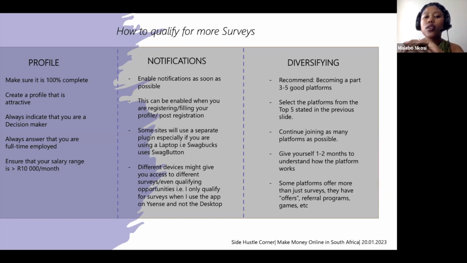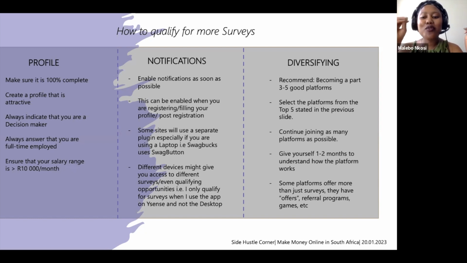And then also, to qualify for more surveys, or to be able to make money from more surveys, is through diversifying these survey platforms, right? So I'd recommend becoming a part of at least 3 to 5 good platforms. I've already recommended the first 3 to 5. You can also do more research on which other ones are there that you can join and select the platforms. I've already mentioned the continuing joining.